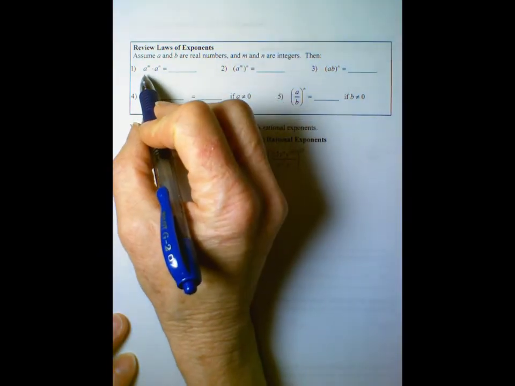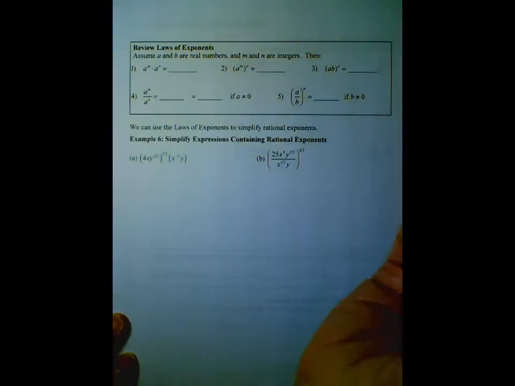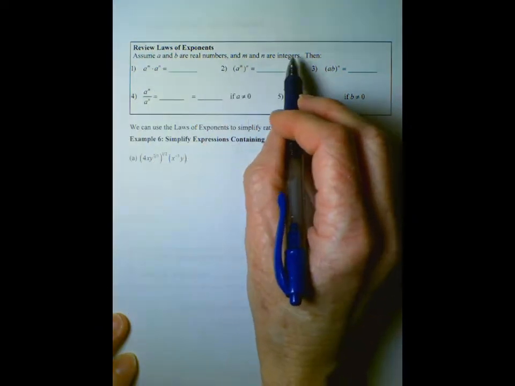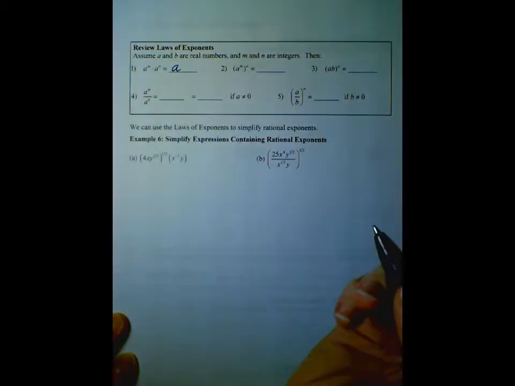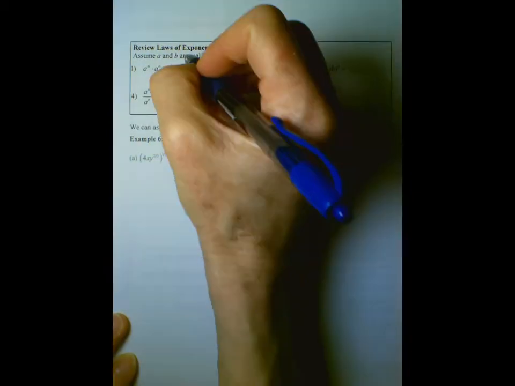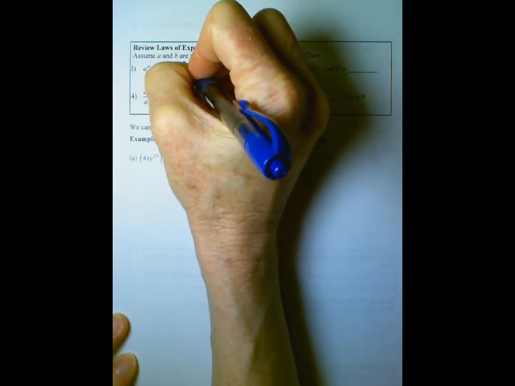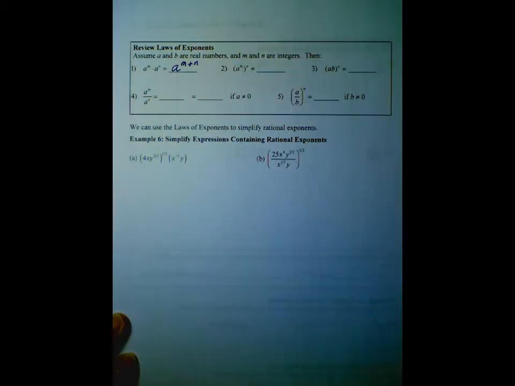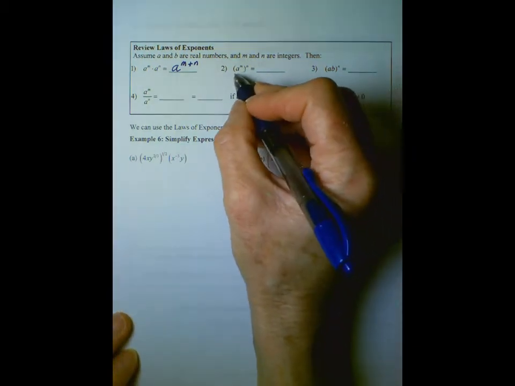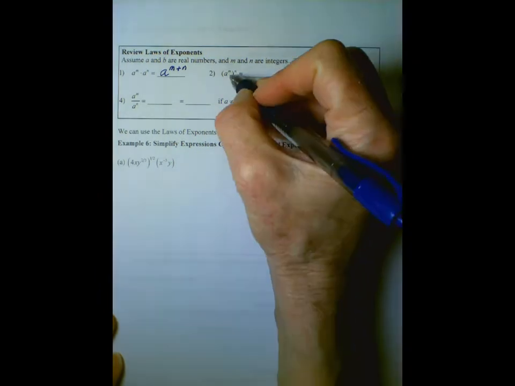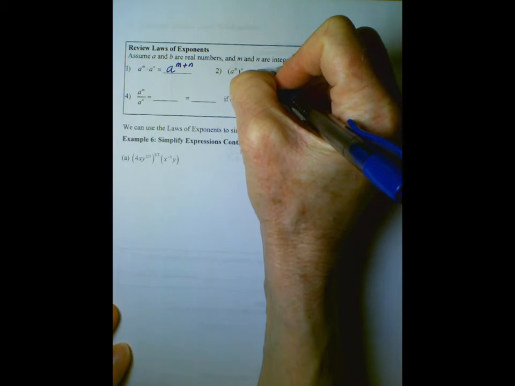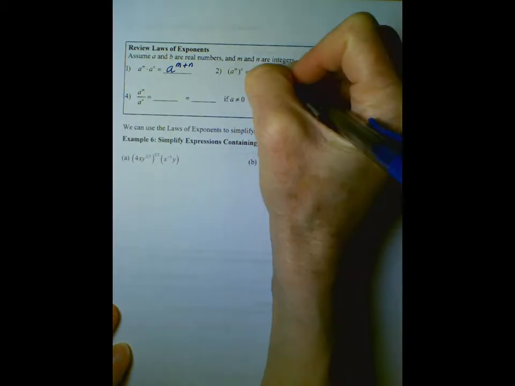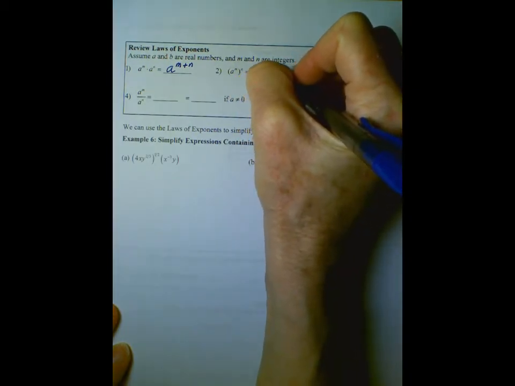If we have a to the mth power times a to the nth power, where a and b are real numbers, m and n are integers, then we have a to the, what do we do with those two exponents? Correct, we add them, m plus n. We add those exponents. However, if we have a to the mth, and we raise it further to another exponent, n, what do we do with the m and the n? Multiply, yes, m times n.